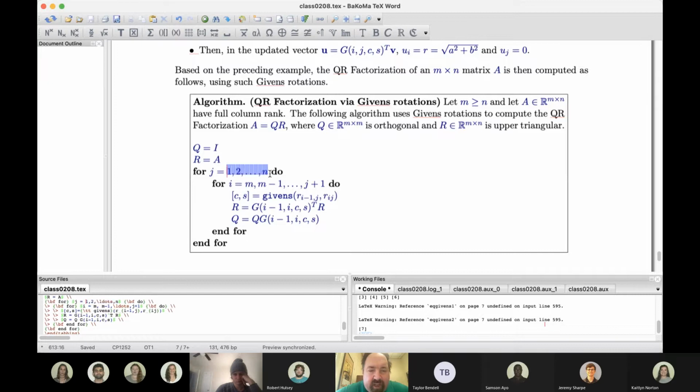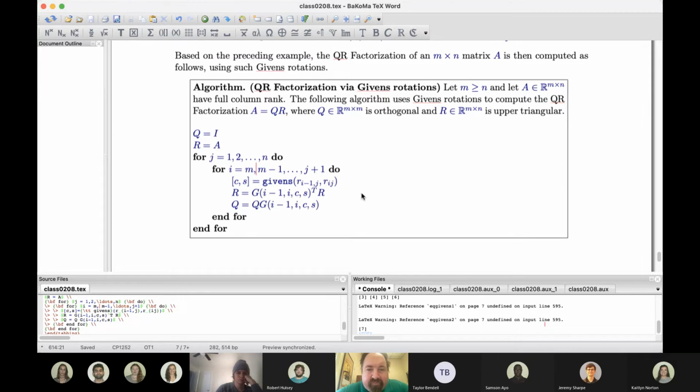So I go through all the columns from left to right. In each column, I start at the bottom, that's row M, and I work my way up. So I'm counting backwards to eliminate all entries starting from row M all the way up to row J plus 1, so everything that's below the diagonal. Now, R_ij is the entry I want to zero. Here's the entry right above it. I use those two entries to give me my cosine-sine pair for my rotation.